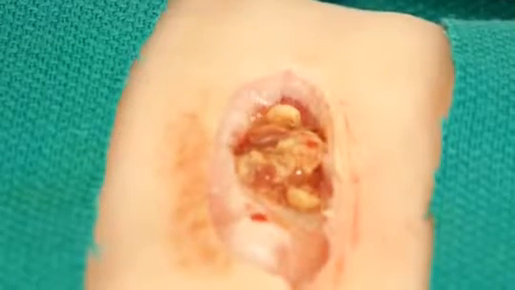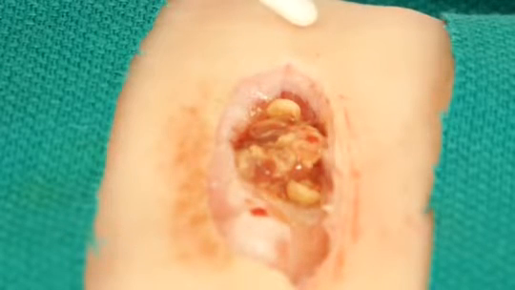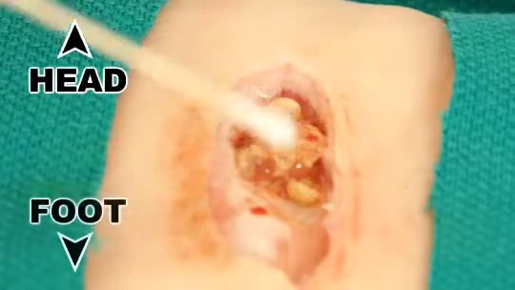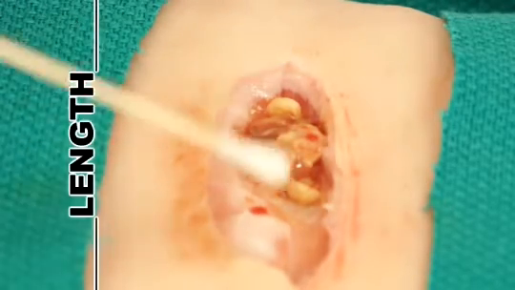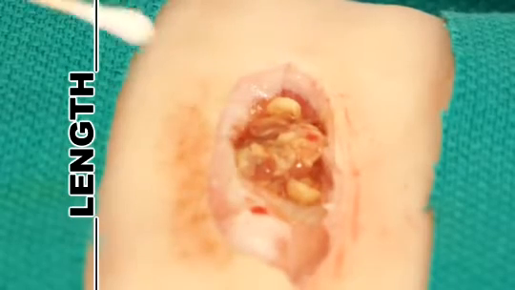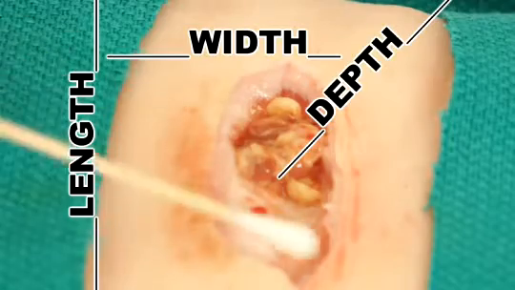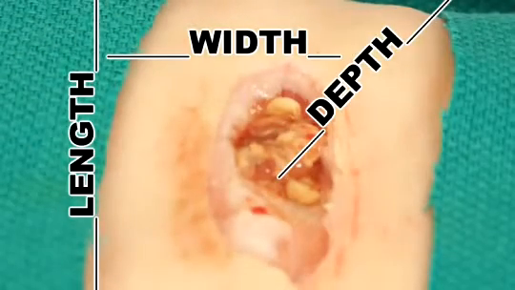This model demonstrates a wound. By convention, the superior aspect of the wound would also usually coincide with the head, and the inferior aspect would be the foot. We measure length from a head to foot direction, and width is measured from left to right or right to left. Depth is measured at the maximum location of depth in the wound. The left to right or right to left convention does not matter in terms of the documentation.